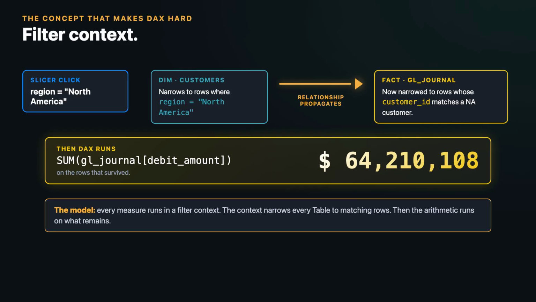Here's the model. Every measure runs in a filter context. The context narrows every table down to the matching rows. Then the measure does its arithmetic on what's left. When you click a region, the customers table is filtered. The relationship to the journal propagates the filter. The fact table narrows. The sum runs on the survivors. The card updates.